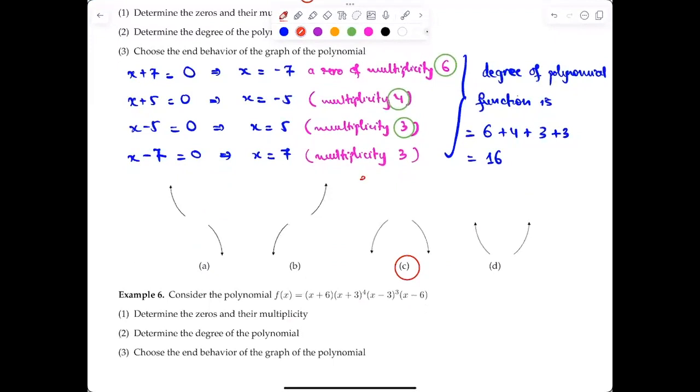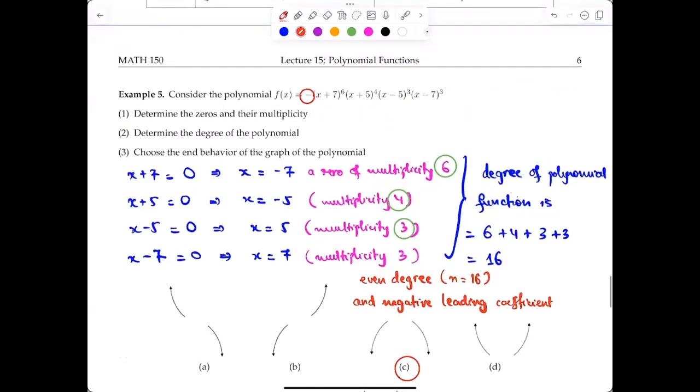Okay, so here you have even degree, n equal to 16 in this case, and a negative leading coefficient. So negative because of this -1 right here.